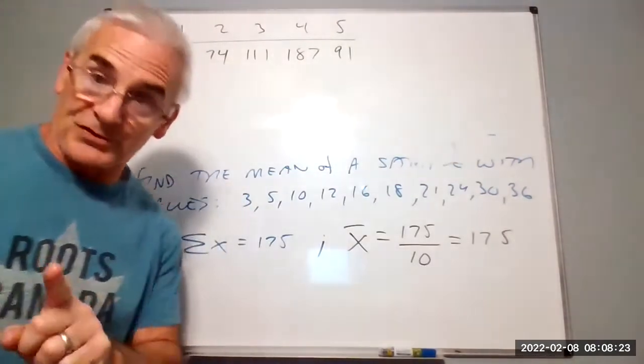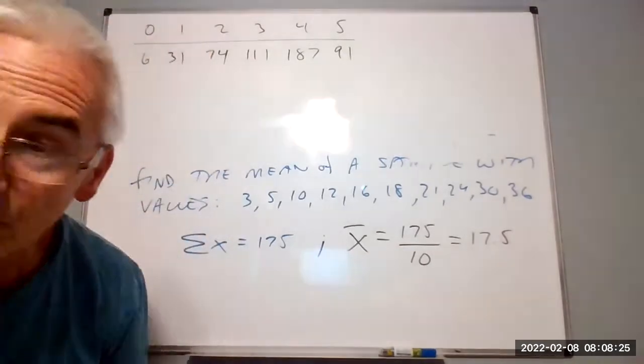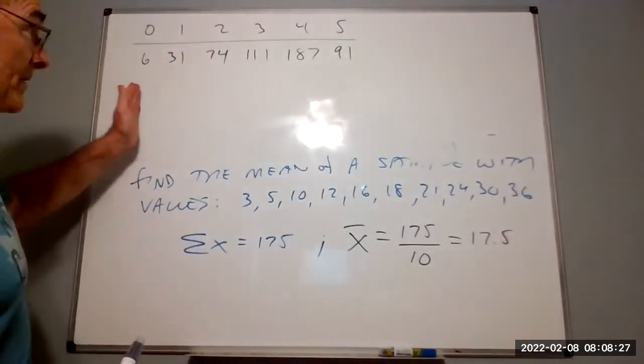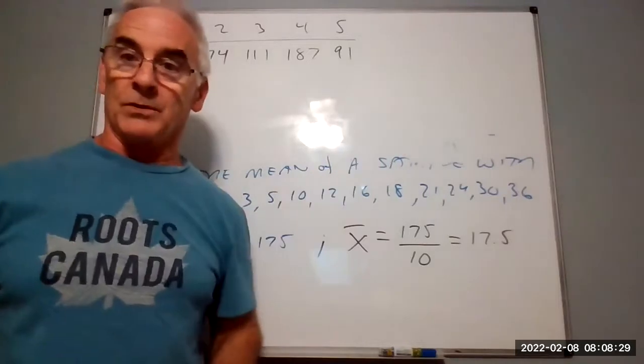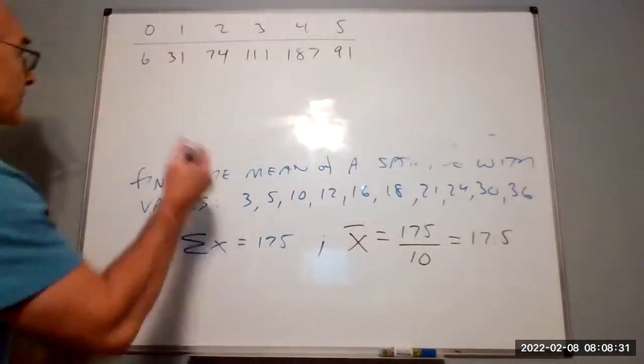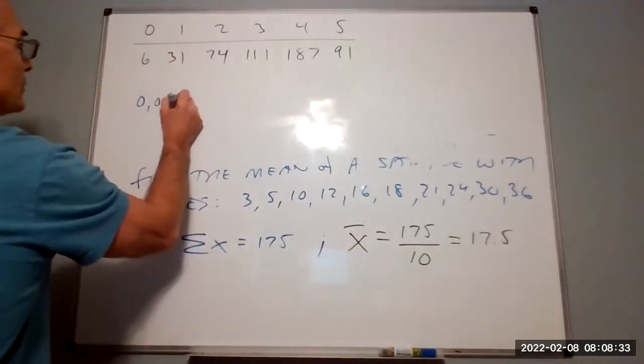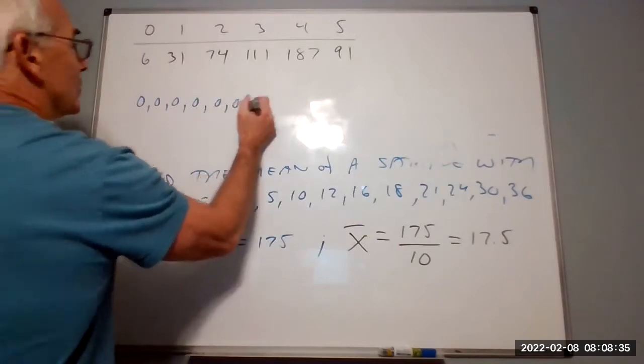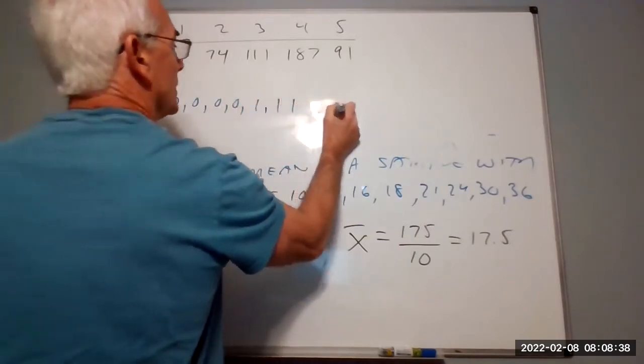Well, if I wrote down all the scores, here's what I'd be writing down. And by the way, it's okay to have them in order. That might make it easier. So I would have the following: 0, 0, 0, 0, 0, 0, 1, 1, 1.